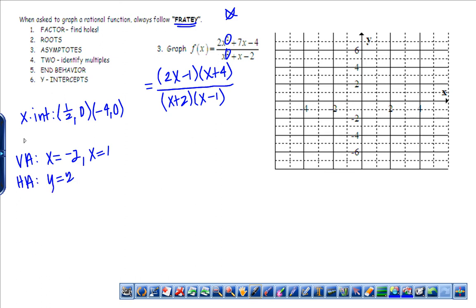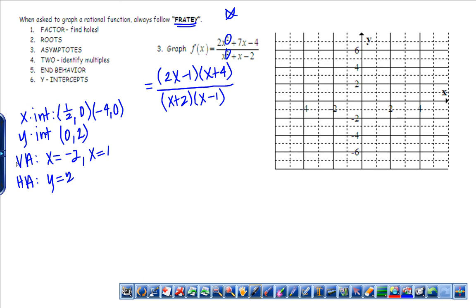Next is my y-intercept. That means my x value is 0. You can plug in an x value here, or you can plug it in here, whichever you think is the easiest. I think it's easiest to plug in here, honestly. So if I plug in an x value of 0 here, that cancels. I have -4 over 0, 0, and I have -2. So -4 over -2 gives me a +2 value. So 0, 2. So now all I need to do is start graphing everything.